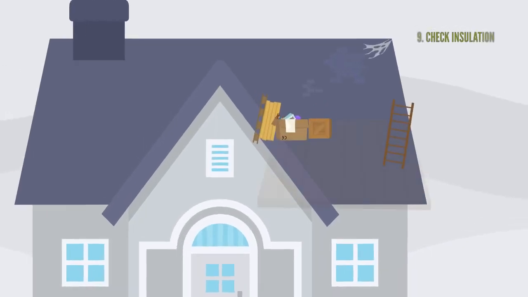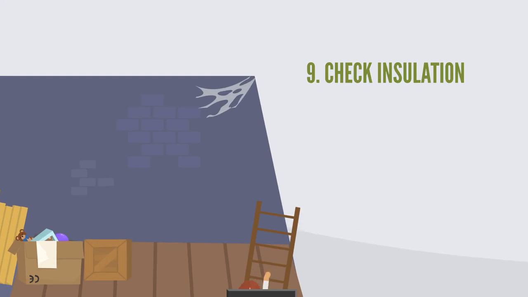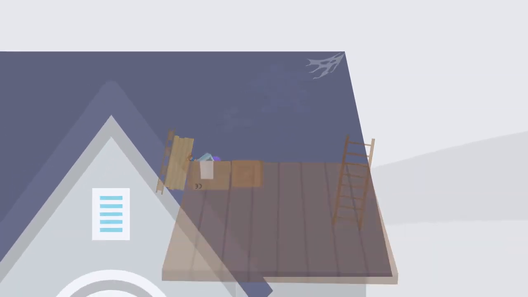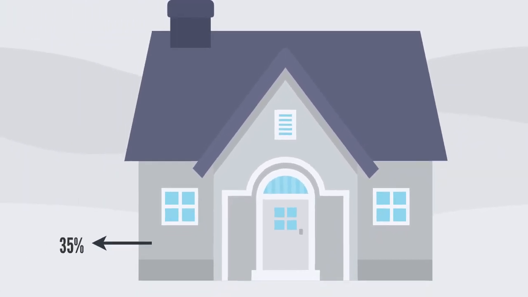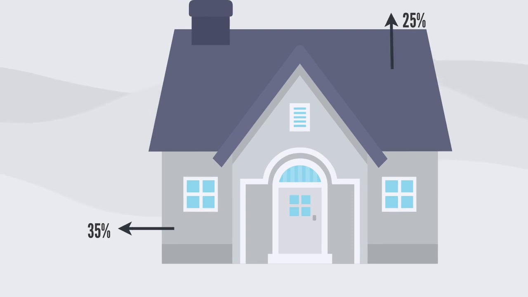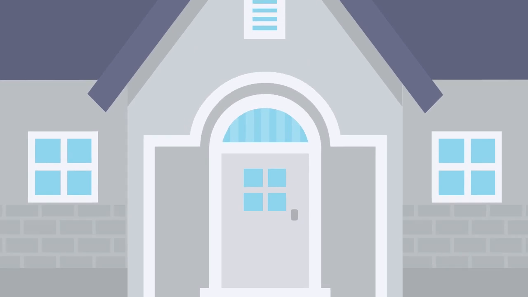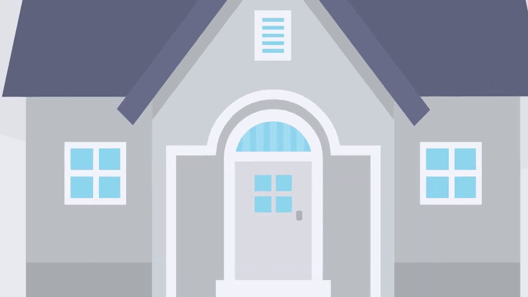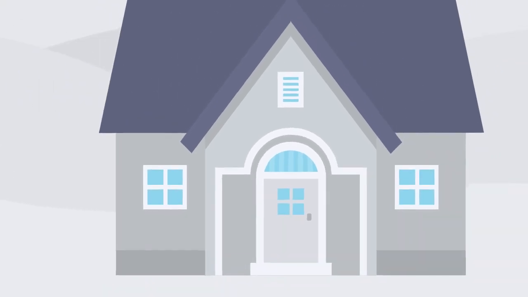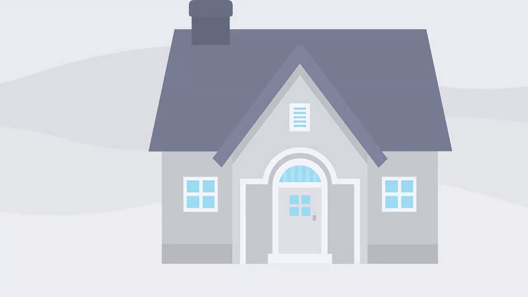Number 9. Check your insulation. An uninsulated home will lose about 35% of heat through the walls. Twice this if the wall is solid, 25% through the roof, and 10% through the windows. Keep the heat where it's intended to be by topping up loft insulation and installing cavity or solid wall insulation. For a typical property, it will only take a few years to repay the investment. Government schemes may help fund the cost of these upgrades, even for private tenants.